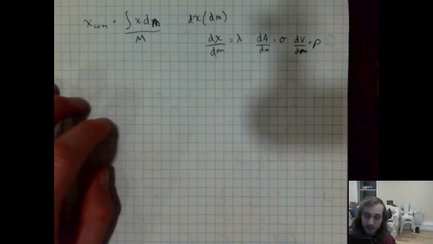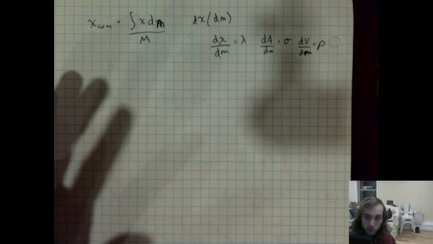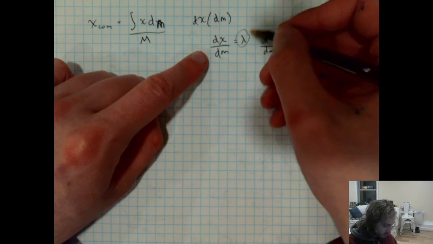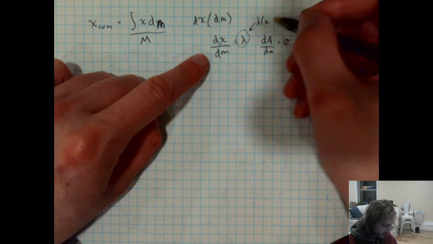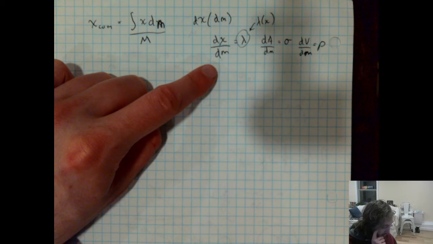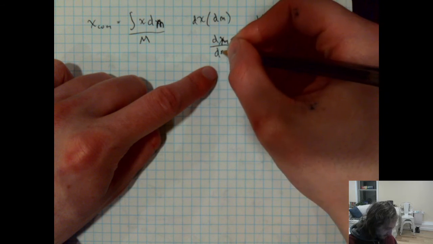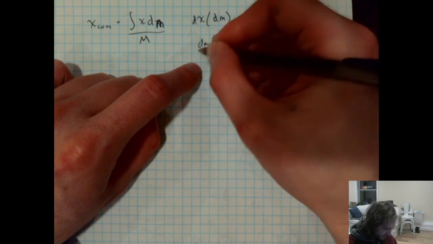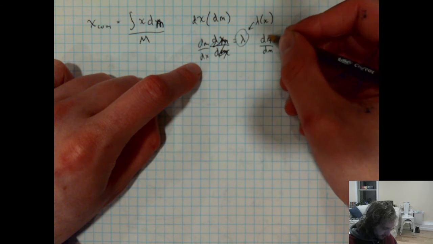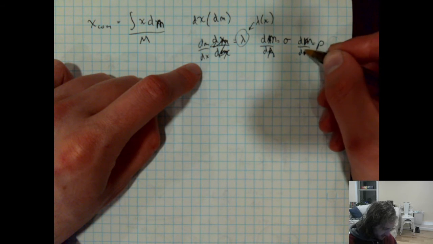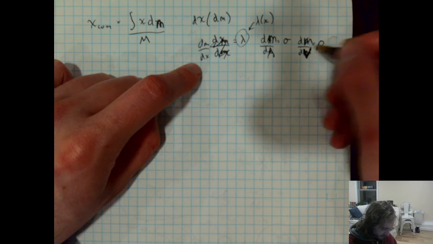So that's one of the things you can do, and most of the time this will be the one you'll be using, and you'll get it as a function of x. So what you can do is you can say that, I'm sorry, I flipped these. Density is mass on top. So this one should be dm dx, this one should be dm over dA, and this one should be dm over dV.